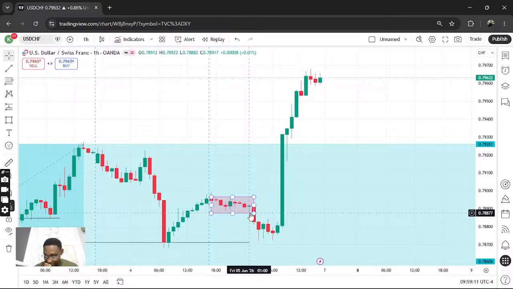Now, look at this. After this accumulation, at 7 o'clock, exactly 7 o'clock London time, this movement happened. This bearish movement happened. When this bearish movement happened, many traders were forced to enter a bearish movement, thinking that the market will continue going down.